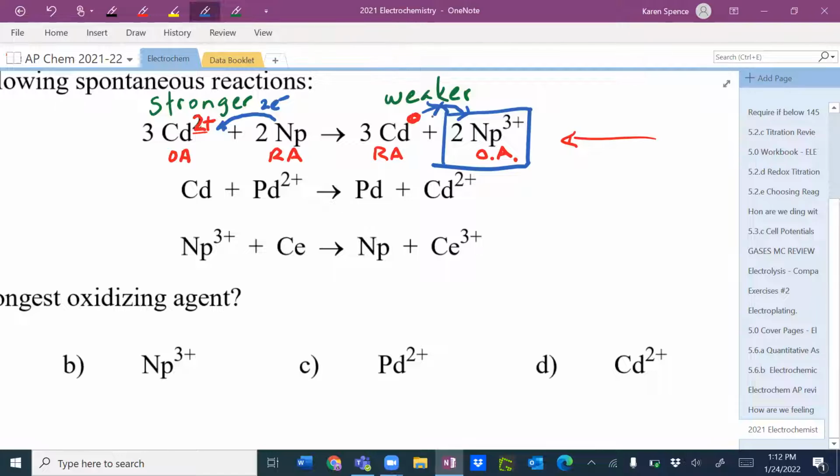This reaction goes forwards, so it does not go backwards. So whichever side has the stronger oxidizing agent, it's going to turn into the weaker reducing agent. So we know that when we compare oxidizing agents in this reaction, CD2+ is stronger than NP3+, because CD2+ pushes this reaction forward. NP3+ does not manage to make that reaction go backwards. Okay, so CD2+ is above NP3+.